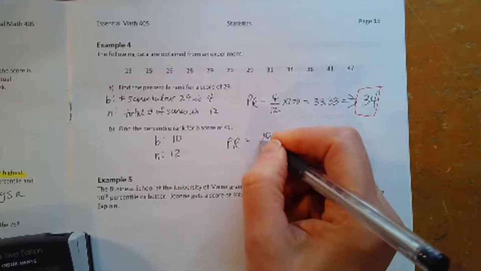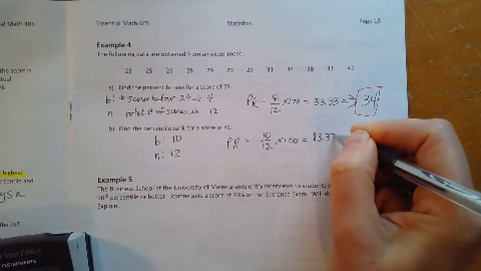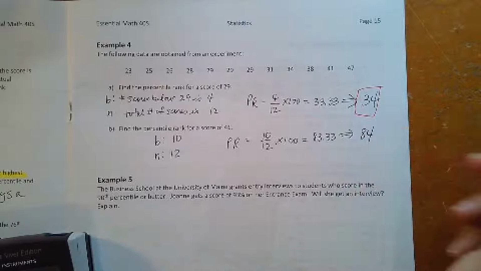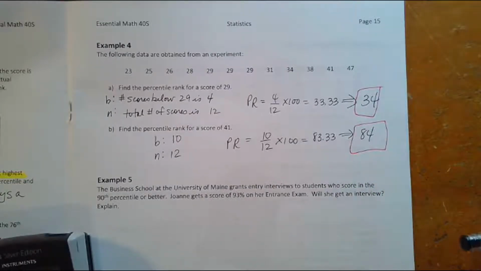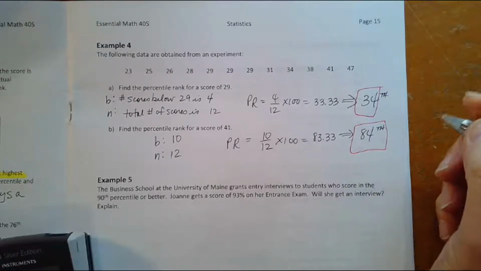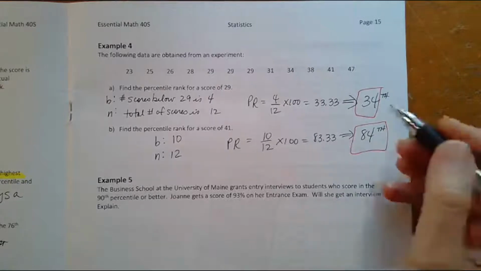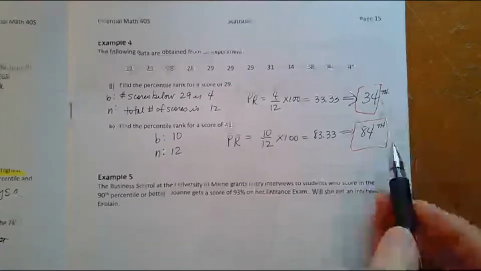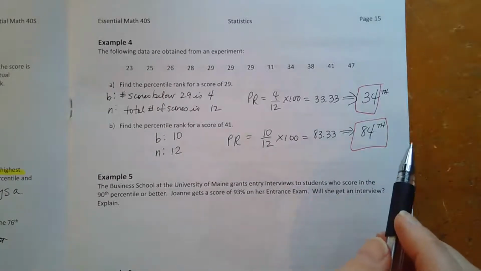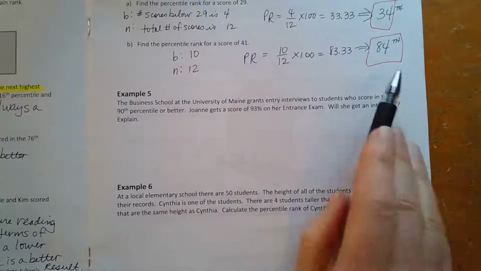Okay, let's see. Percentile rank is 10 over 12 times 100. 10 divided by 12. So we get 83.33, and that would be the 84th percentile. And you can add the little, like you can add 34th, 84th, just to kind of bring it home that this is like a race. Percentile ranking is like a race. So it has to be a whole number, right? This tells you your placement, how you finished the race. Like the 100th percentile means you're at the very top of the class. So you're in the 84th position.